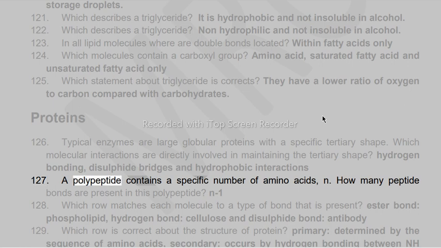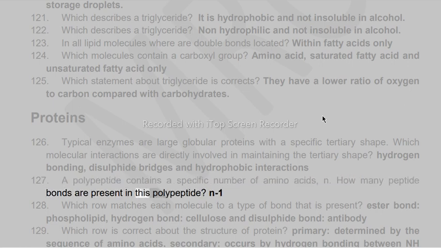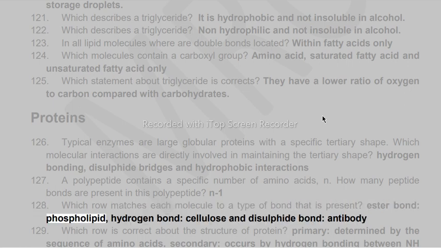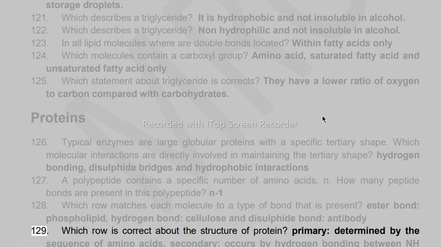127. A polypeptide contains a specific number of amino acids, N. How many peptide bonds are present in this polypeptide? N minus 1. 128. Which row matches each molecule to a type of bond that is present? Ester bond, phospholipid; hydrogen bond, cellulose; disulfide bond, antibody.